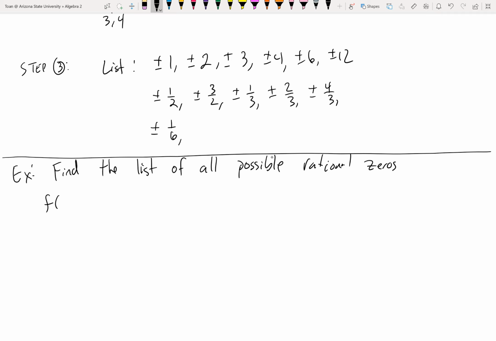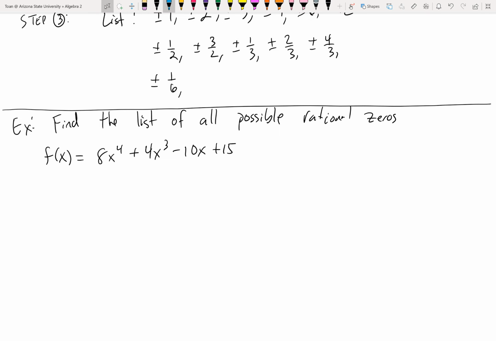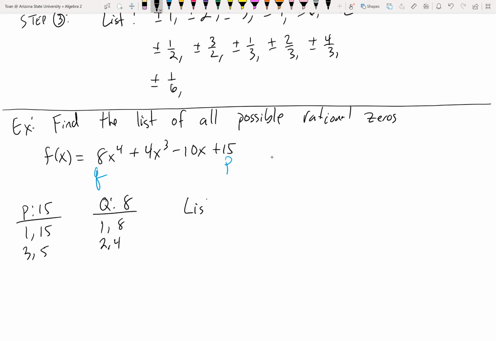So again, we're only generating the list, we're not solving. 8x to the 4 plus 4x cubed minus 10x plus 15. This is our p-value, this is our q-value. So p of 15, that's 1 and 15, 3 and 5, I think that's it. Q-value of 8, that's 1 and 8, 2 and 4, and that's about it. So we can make our list.